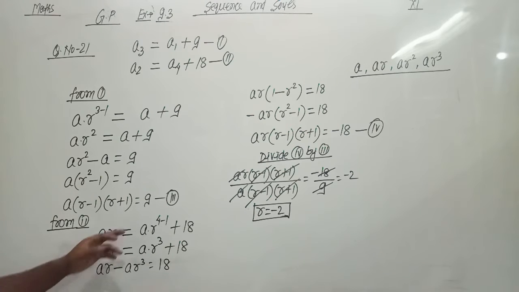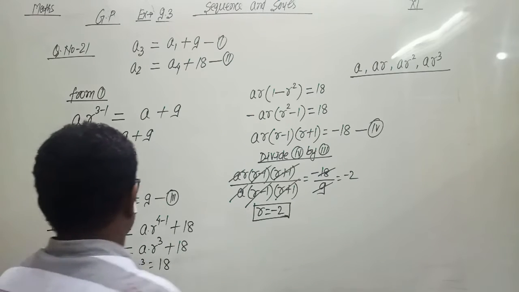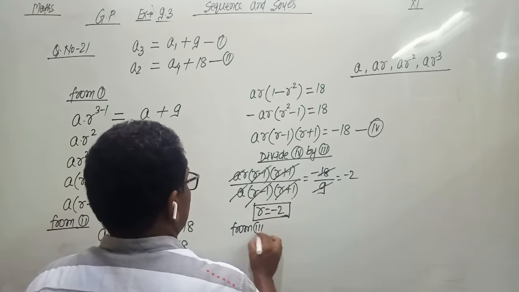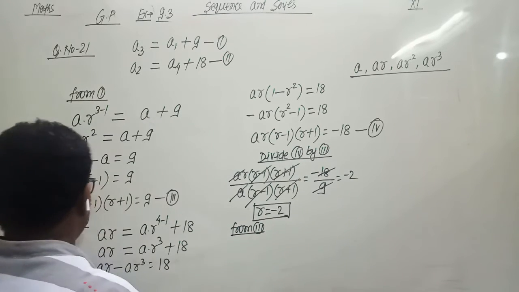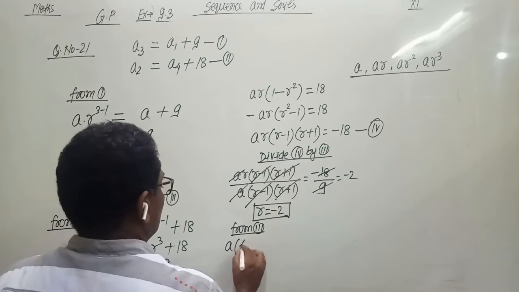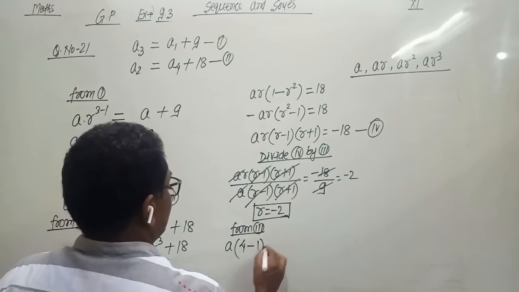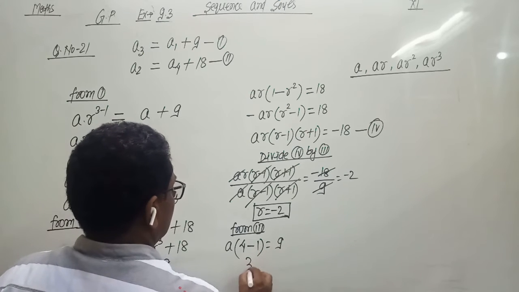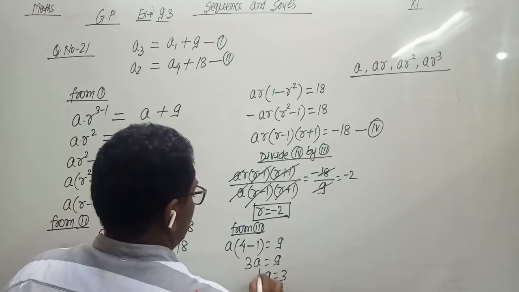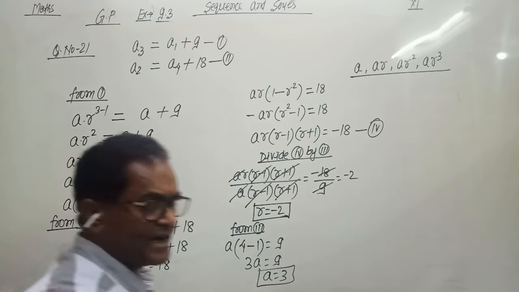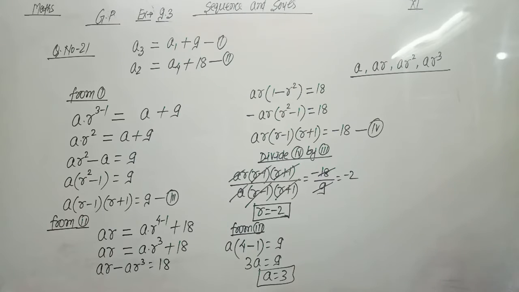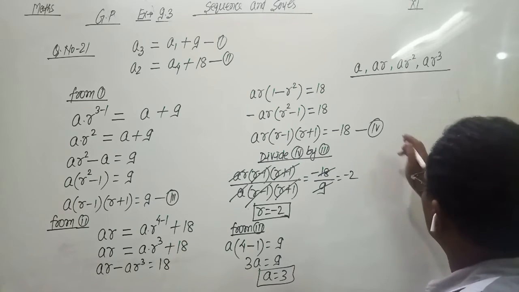Now put the value of r in equation number 3. So from the third equation, A into (r² − 1), where r is −2, the whole square 4, minus 1 equals 9. 3A equals 9 and A equals 3. So we get the value of A: A equals 3 and r equals −2.